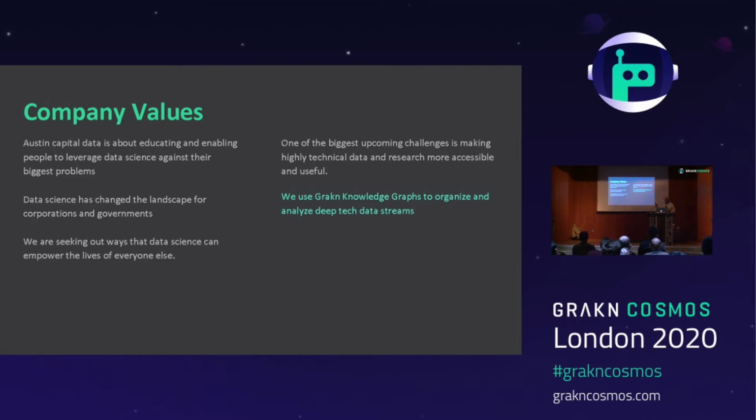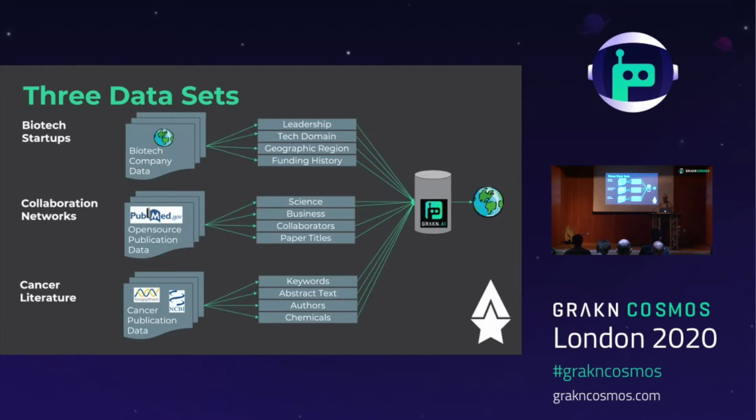And then this is just what I was talking about. Austin Capital Data. We try and educate, enable, and build analyses that allow people to bridge the gap between the very rich data sets that are out there and their own problems in the world, right? And I think, again, I'll say it again, I think knowledge graphs in general and Grakn is a very good way to build an intuitive analysis. I can go into these data sets in a little more detail.